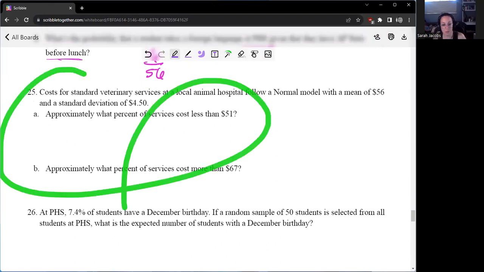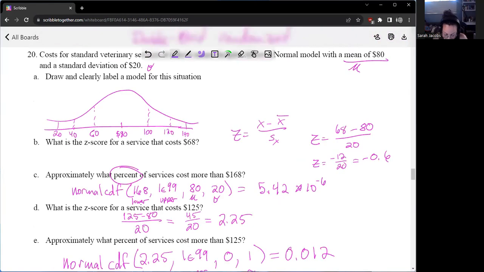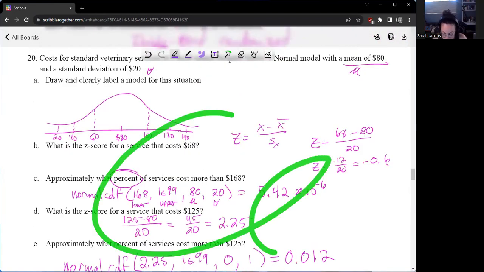25, I'm going to skip. It's exactly the same as 20, just with different numbers.